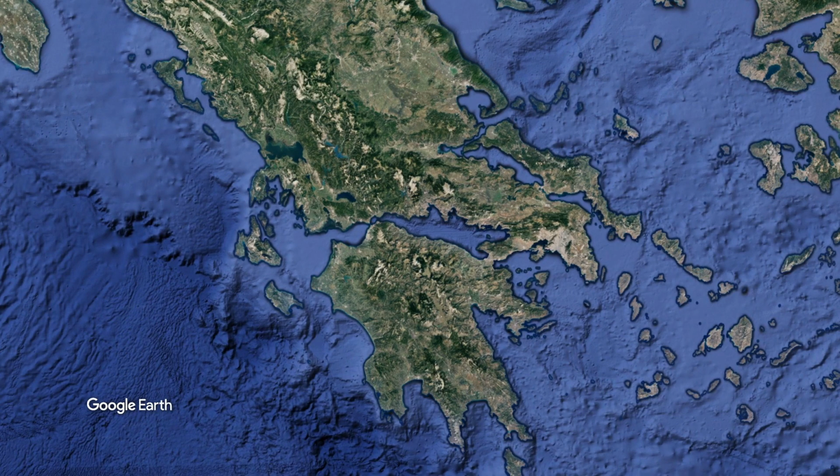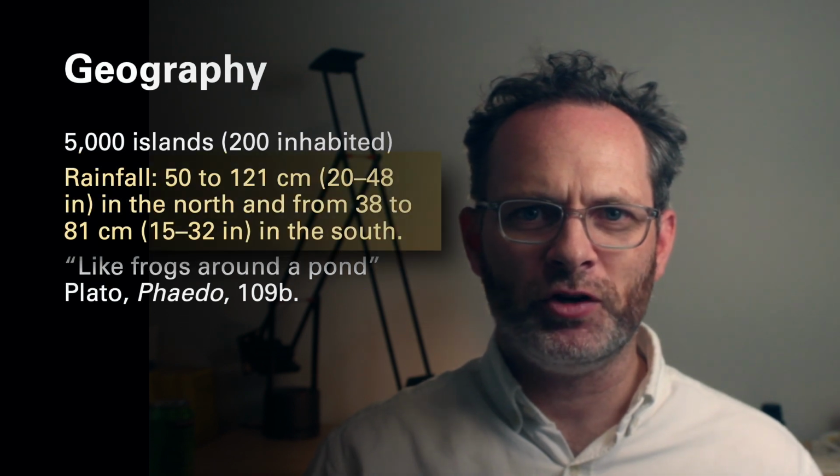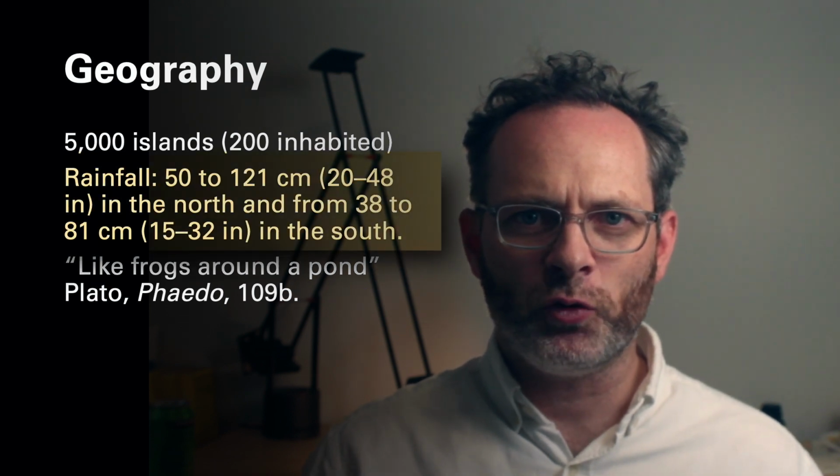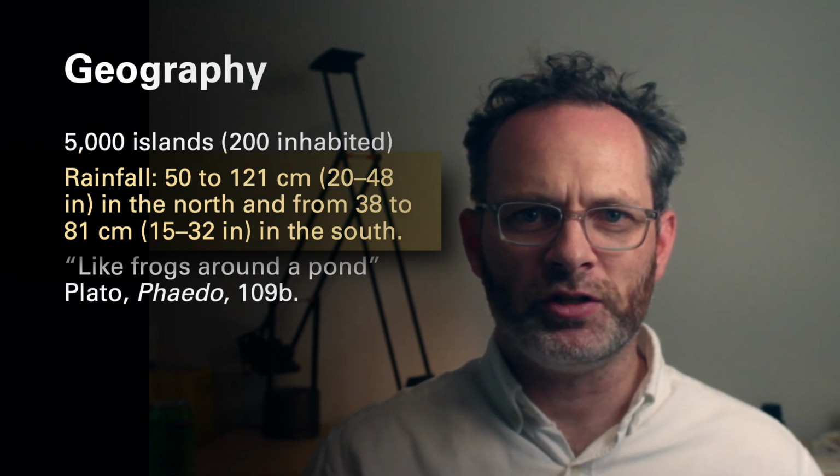So this is Greece proper. The area is dominated by the Pindus mountain range and the Cycladic Islands. There are about 5,000 islands total in Greece, 200 of which were inhabited. Average annual rainfall varies from 50 to 121 centimeters, that's 20 to 48 inches, in the north, and from 38 to 81 centimeters, that's 15 to 32 inches, in the south.